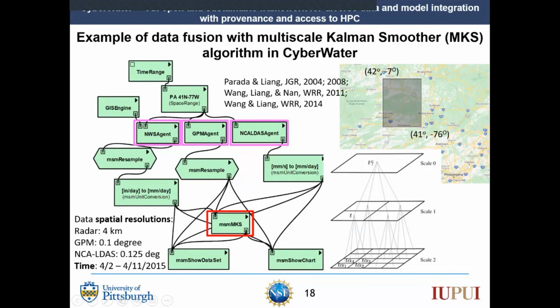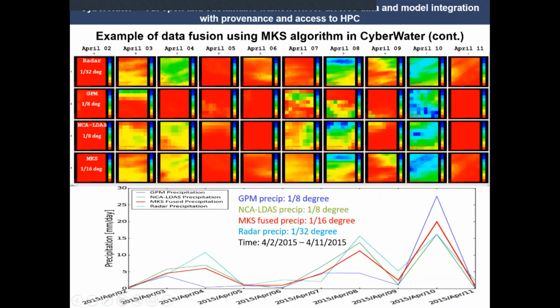After you have these different data products brought into CyberWater in real time, you can use our MKS data fusion module to fuse this data, and then use our visualization capability here to visualize the results. And here are the results. The first row shows the radar precipitation data product, which is displayed at the 1/32 degree resolution. The second row shows the GPM precipitation data from the satellite, displayed at 1/8 degree. The third row shows the precipitation data from the NLDAS data product. And the last row shows the fused precipitation data, displayed at a 1/16 degree resolution.